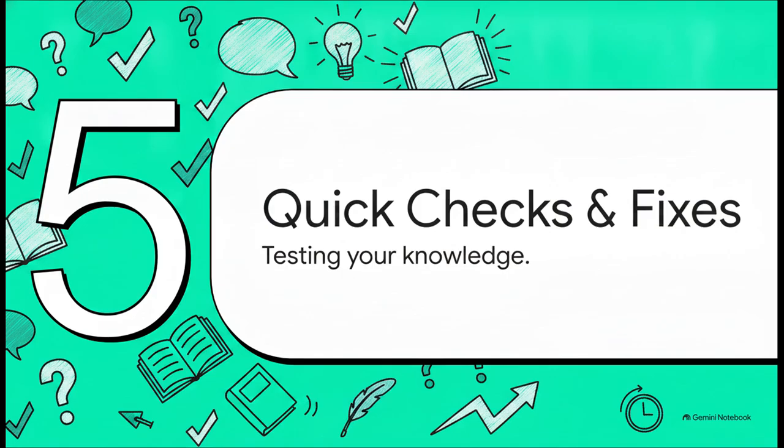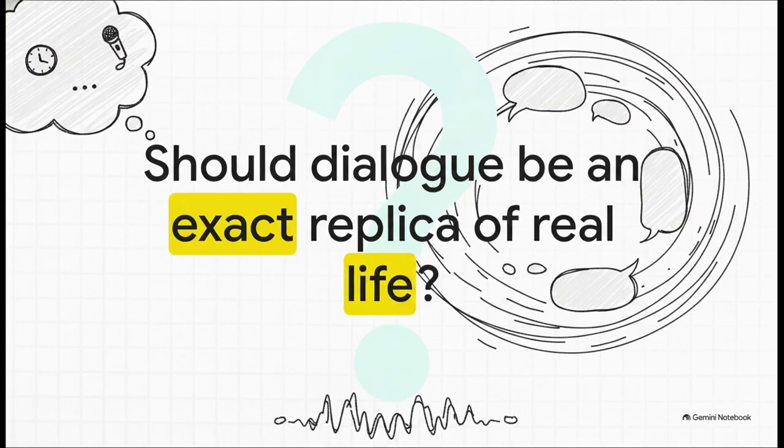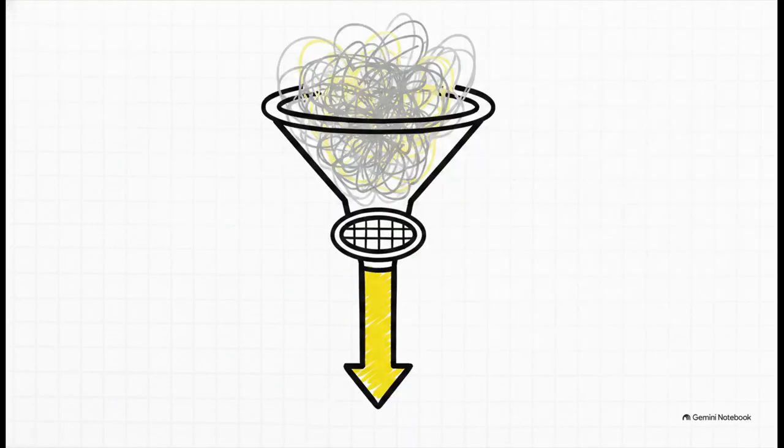Section 5. Quick checks and fixes. Testing your knowledge. Okay, let's pause for a second and test what we've covered with a quick misconception check. Should you write down every single pause, throat clear, and filler word your characters might naturally say in the real world? No way! If you said no, you hit the nail on the head. Remember, you want to skip the boring small talk. Real-life transcripts are messy. Your dialogue needs to be a cleaned-up, purposeful version of reality that cuts straight to the interesting conflict.